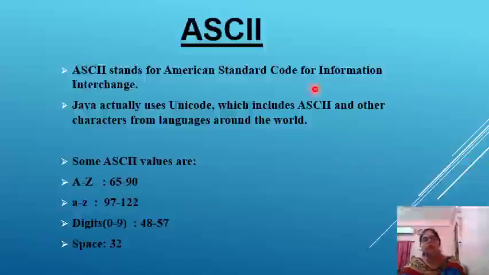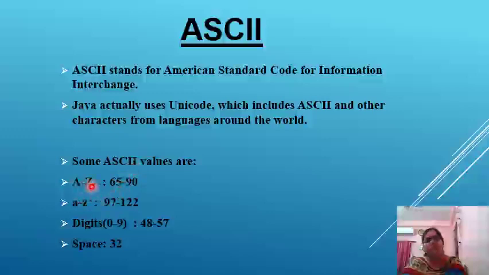Now we have gone through what Unicode is. Now we will understand what ASCII code is. ASCII code stands for American Standard Code for Information Interchange. Java actually uses Unicode, which also includes ASCII code and other characters from languages around the world. In the Java character set, ASCII code has some values attached to it.